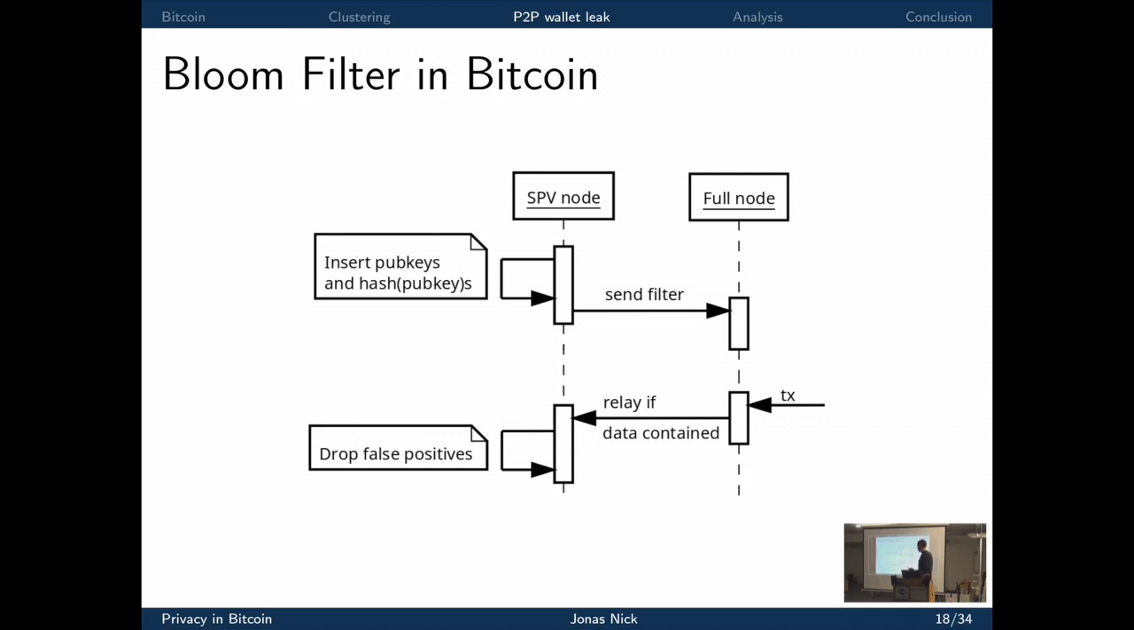Now, whenever a transaction is received, the full node queries the data inside the transaction against the Bloom filter. And if the Bloom filter says, yes, this is contained in the set, then the full node relays that transaction to the SPV node. The node can then decide, okay, is it really interesting? Is it a false positive or not? If it's a false positive, it can just drop that transaction.